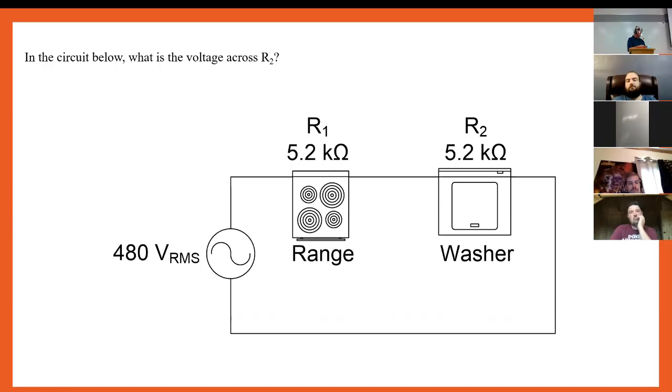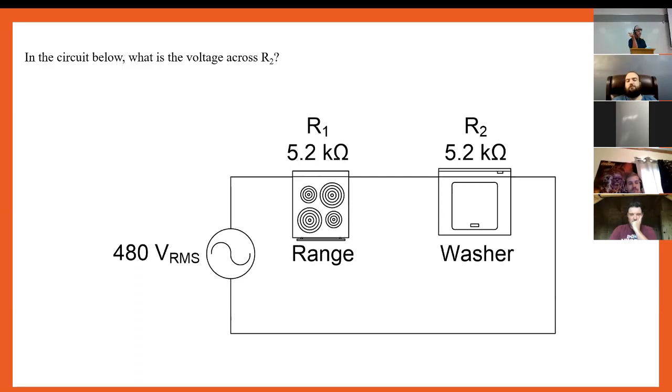I've got two loads. These are hooked in. How are these hooked? Are these series or parallel? They're series. If you wire up your range and your washer like this, not good. Let me ask you this: how many volts are across the range? If I were to take my meter and read the voltage where that range is plugged in, what am I going to read? 480?